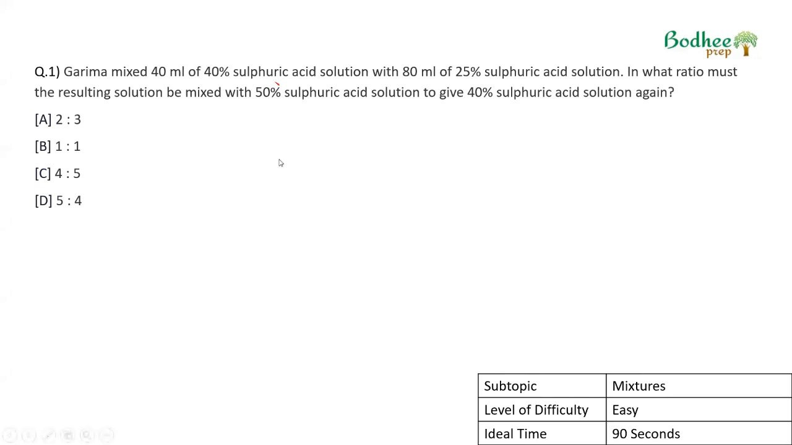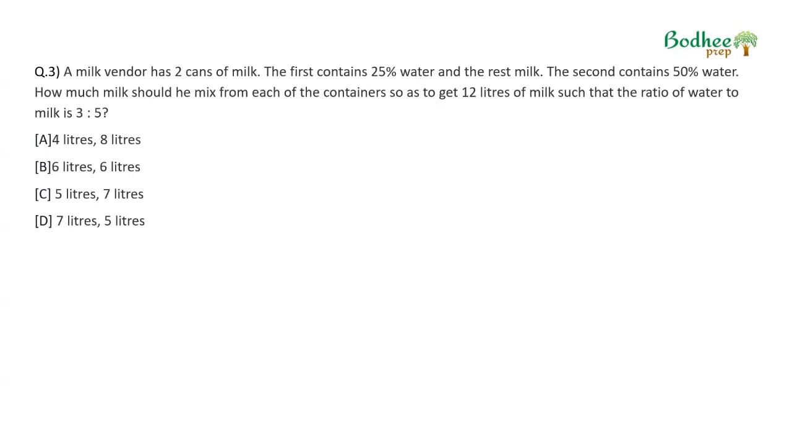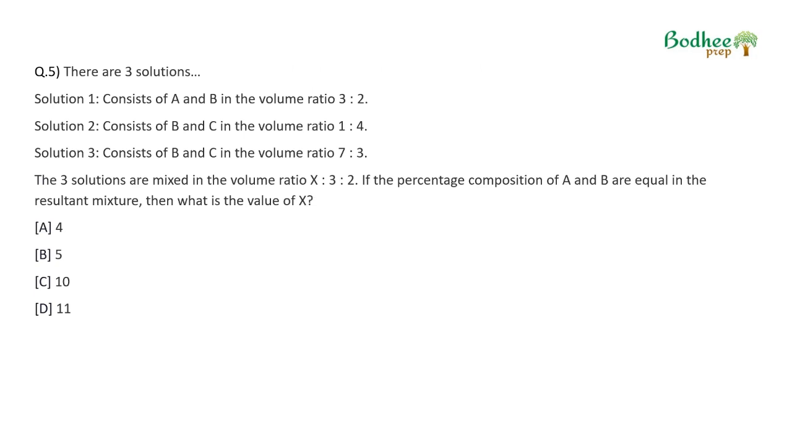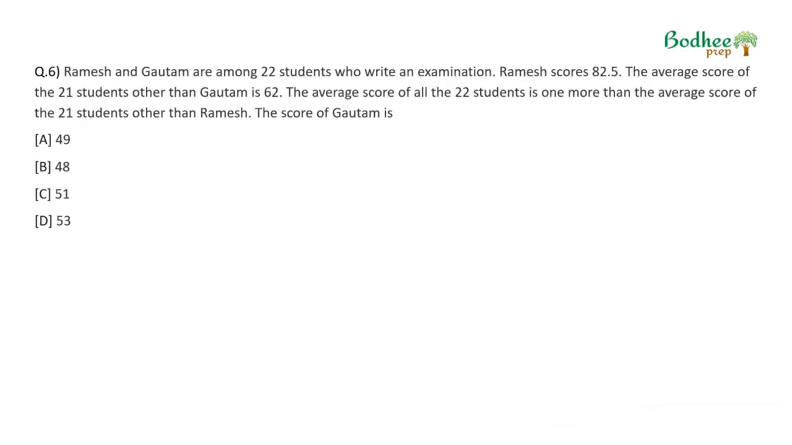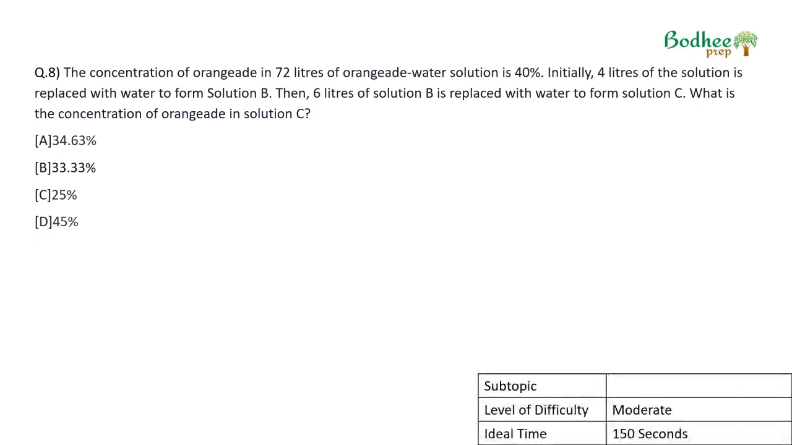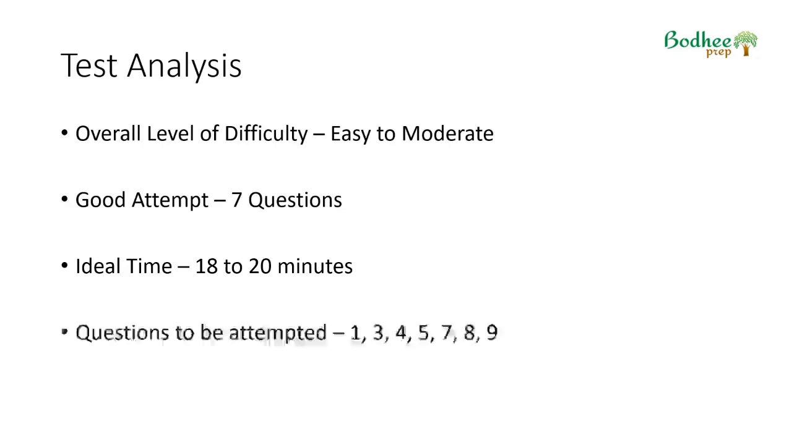1 should have been attempted. This could have been left. 3 should have been attempted. 4 should have been attempted. 5 should have been attempted. This could have been left. 7 should have been attempted. 8 should have been attempted, direct formula, and then 9 should have been attempted. This would give you 7 attempts, which would be a good attempt.